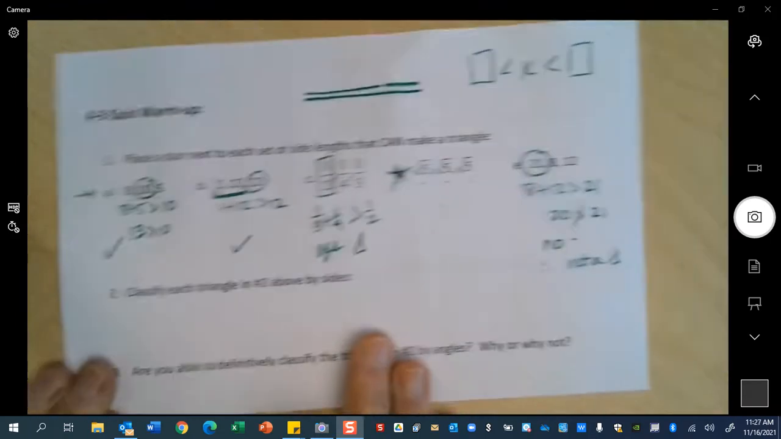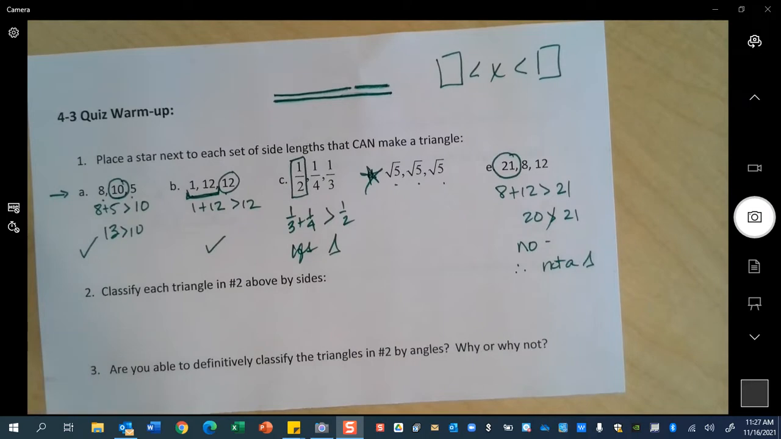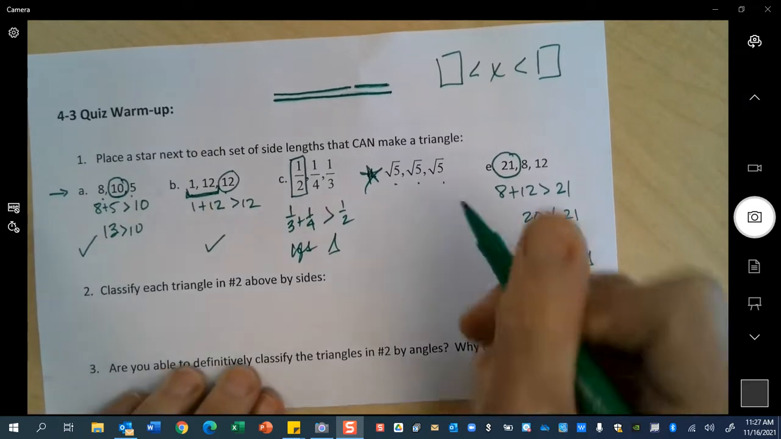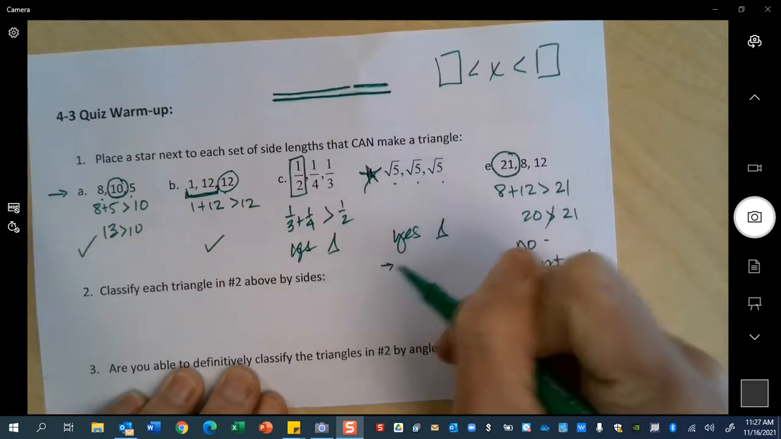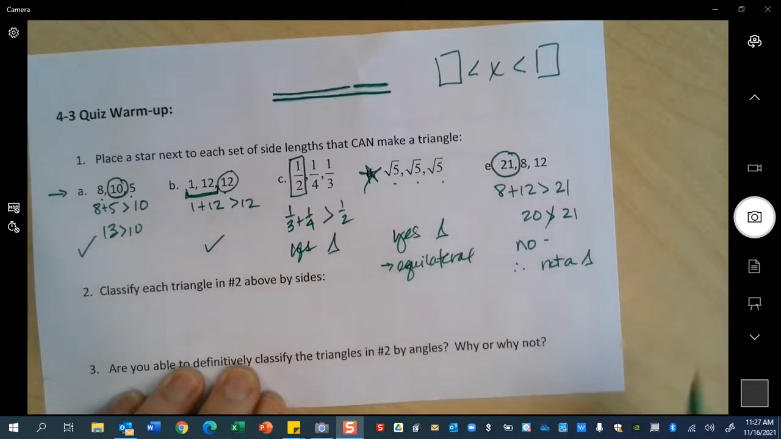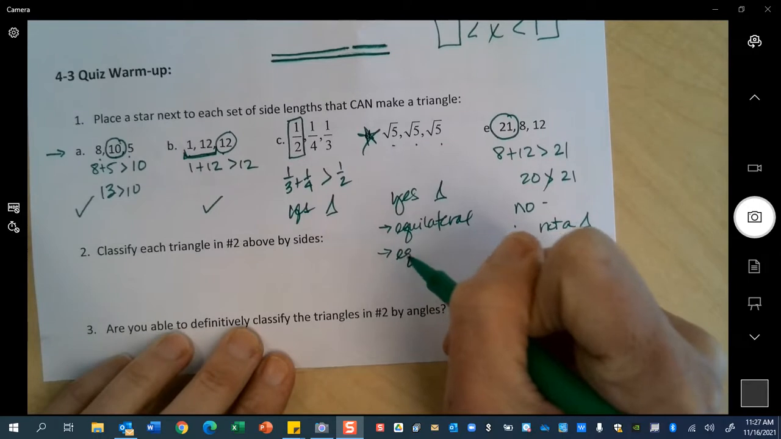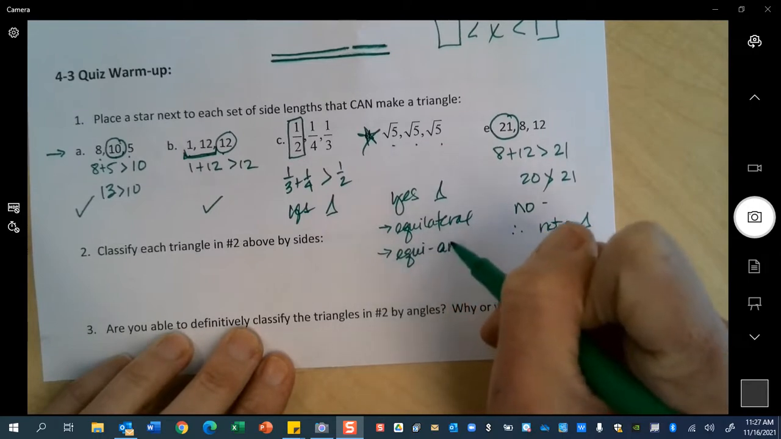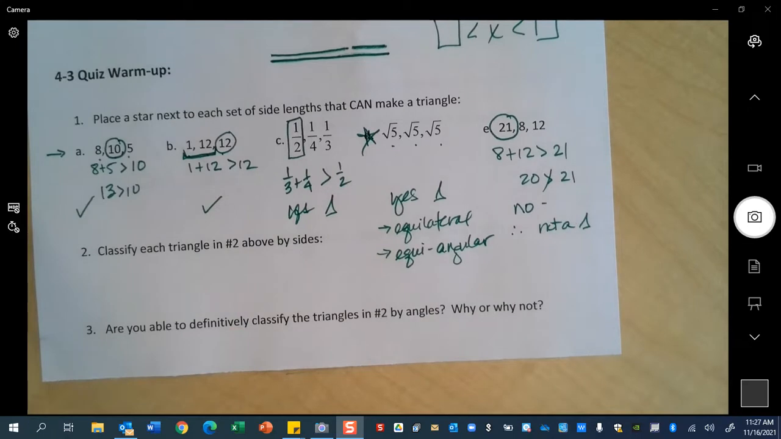Explain to me why I don't need to do any math to this guy at all. Yeah, he is equilateral. So yes, I have a triangle, and I know that he is equilateral. Of course, if I know he's an equilateral, then he's also equiangular. You know he's also equiangular.